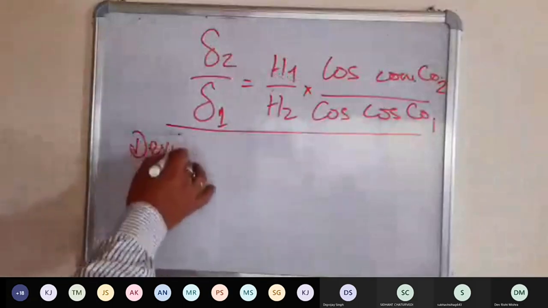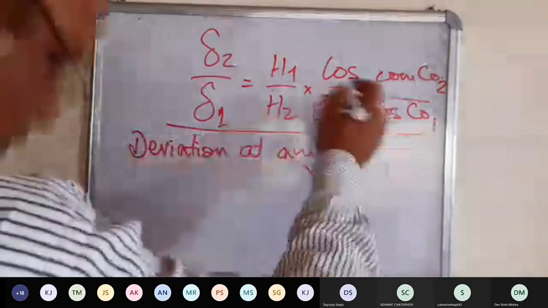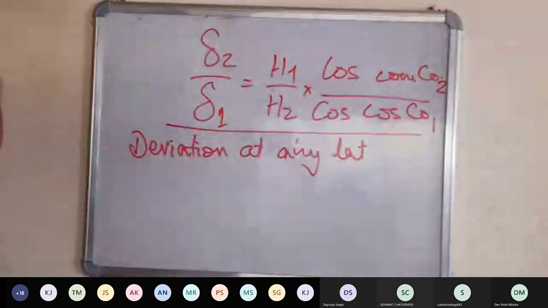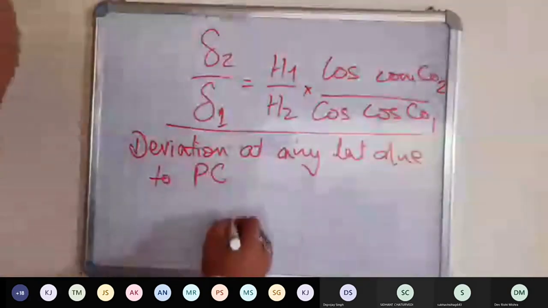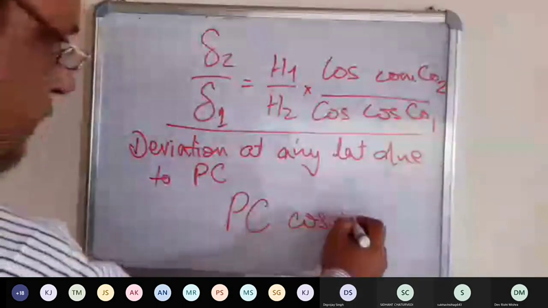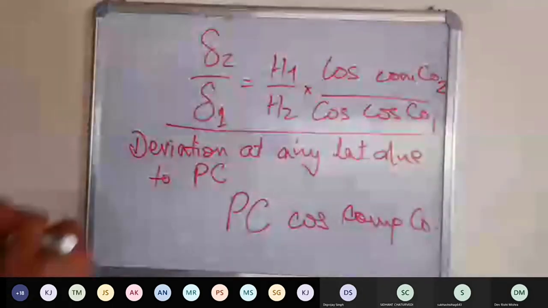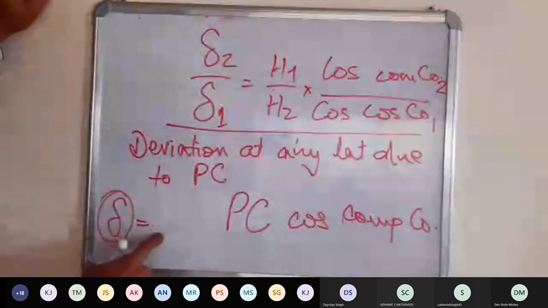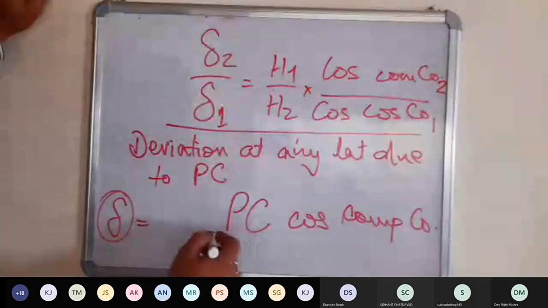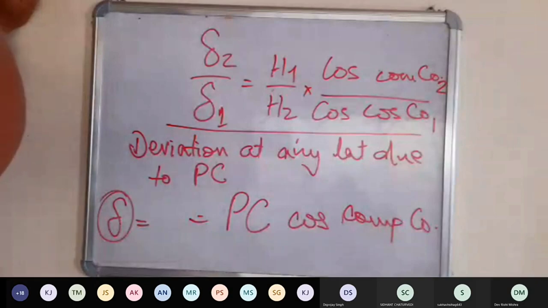Deviation at any given latitude due to PC is going to be PC cos compass course. This is what we had seen, that when we are doing the total deviation, we had A, B, C, etc. So this is what we have. All right.